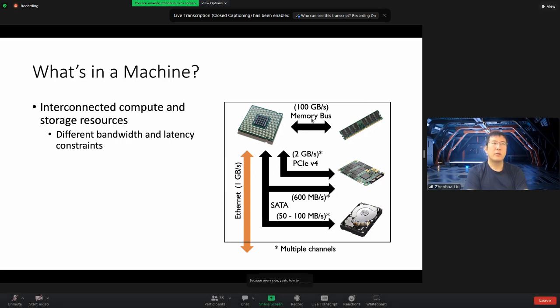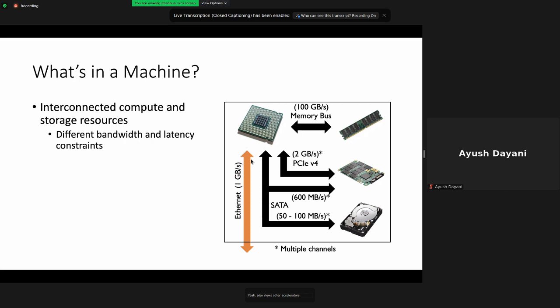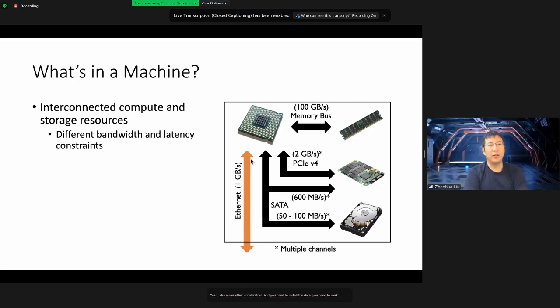But with data, the problem is not only the interaction with CPUs. There are also GPUs and other accelerators, and you need to store the data and move the data. The processing is only one stage in data processing, instead of the main stage. In the old days, processing was the main stage, but now it has changed. Data is in the center.